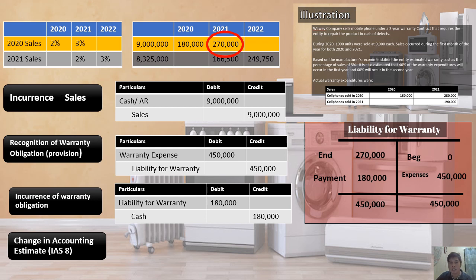So as of December 31, 2020, the estimated liability is 270,000 pesos. And as you can see, it is equivalent to the book value or book balance of our liability for warranty. If that's the case, we can say that there is no change in accounting estimate during 2020. So the resolution is no journal entry is required.